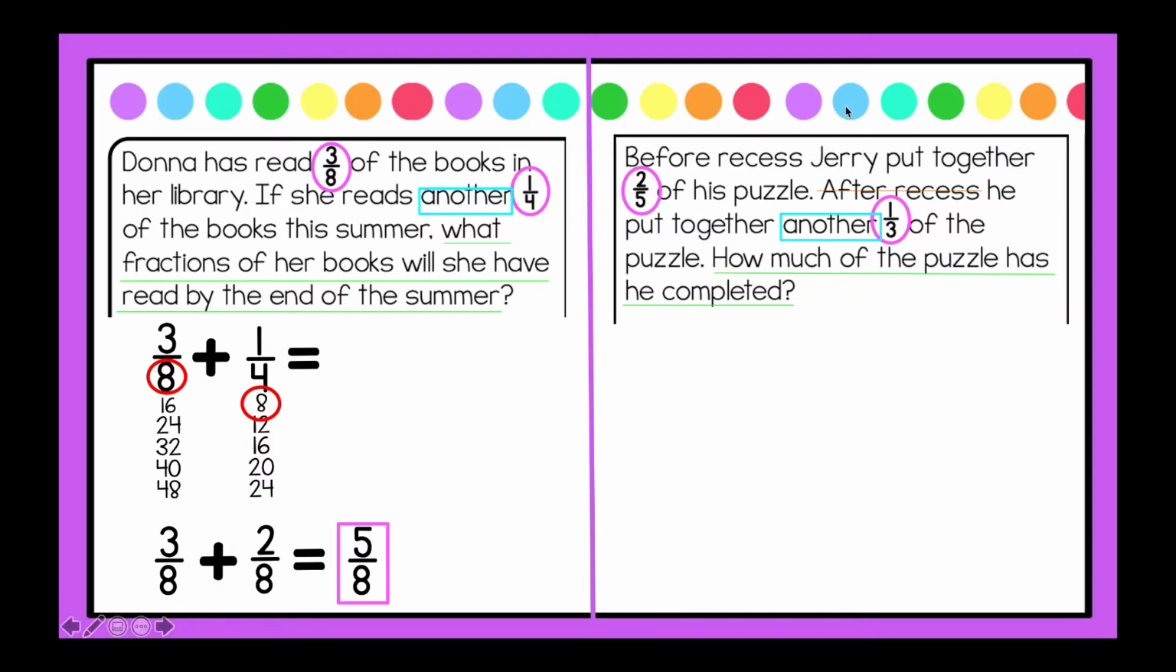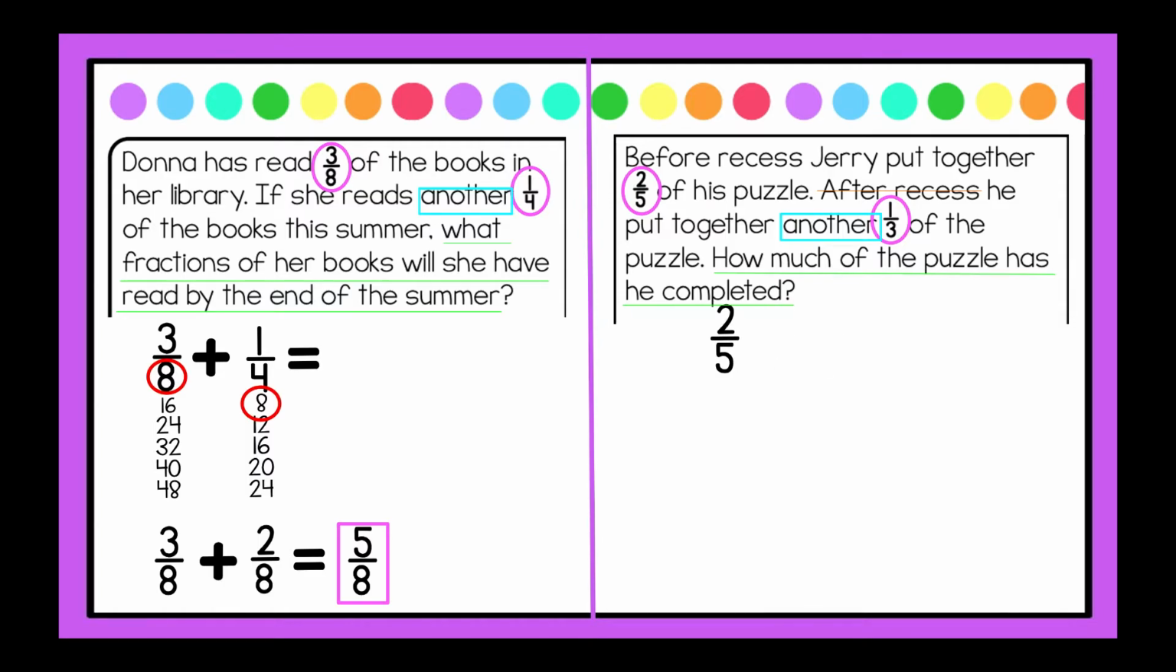Next, we have eliminating things that we don't really need. It doesn't matter if it was after recess or the next day or 12 years later. It doesn't matter. All we need to know is this main basic part. So we don't really need that. Let's get rid of it. So we're putting things together. That means we're going to do the addition operation.